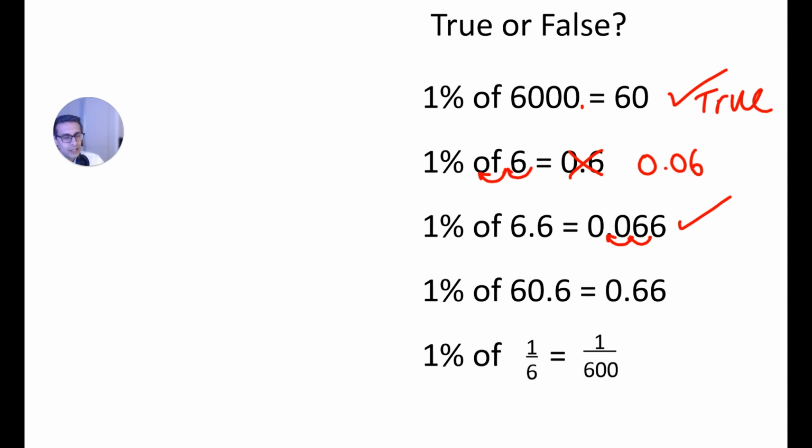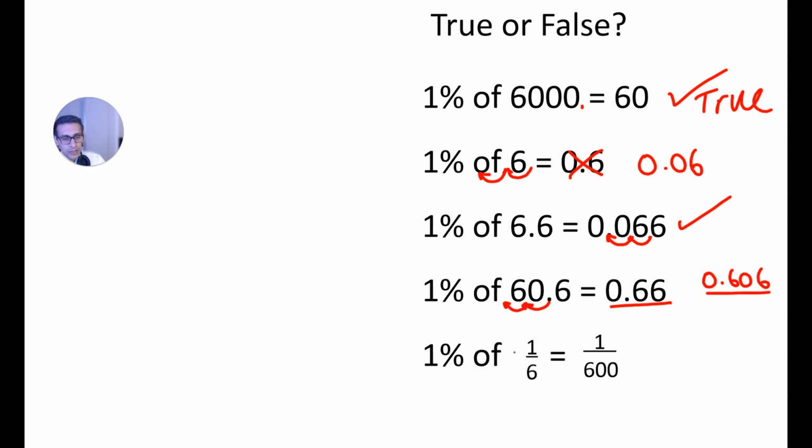1% of 60.6. Again, we're going to divide by 100, so the decimal is going to move. That's divided by 10, divide by 100. What you end up with is 0.606. So this is obviously not correct. This actually hasn't been copied out correctly.